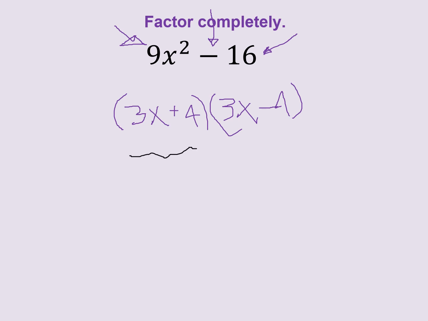Anything we can do there? We cannot. There's nothing in common. That's not difference of perfect squares. I look at this one, 3x minus 4, nothing in common. That's not difference of perfect squares, so we know we're done.